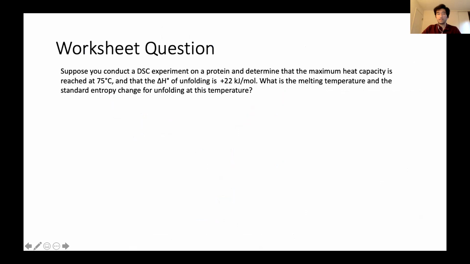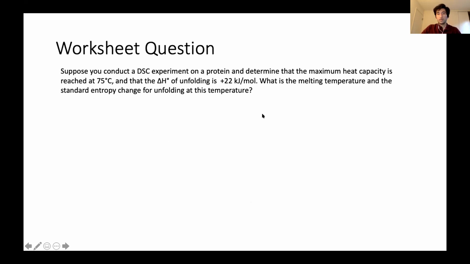Lastly, the last thing I wanted to go over today is this worksheet question. This is getting at using some of the parameters you would obtain in a DSC experiment. Suppose you conduct a DSC experiment on a protein, and you reach the maximum heat capacity at 75 degrees Celsius. Let's say you determine that the delta H of unfolding is 22 kilojoules per mole. What is the melting temperature, and what is the standard entropy change for unfolding at this temperature?